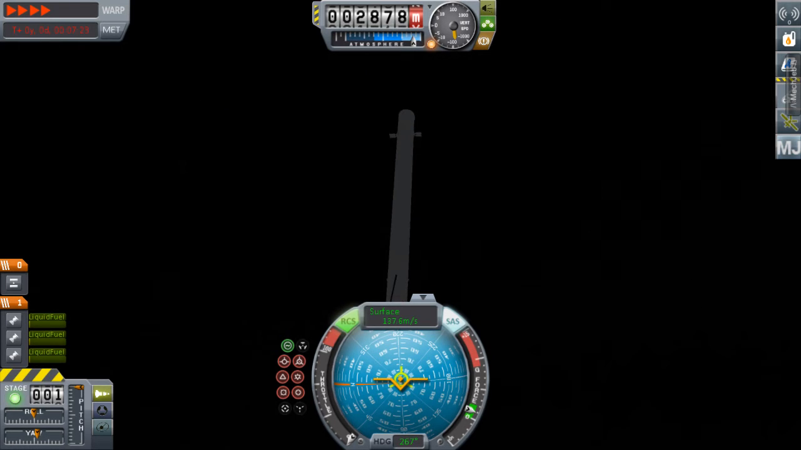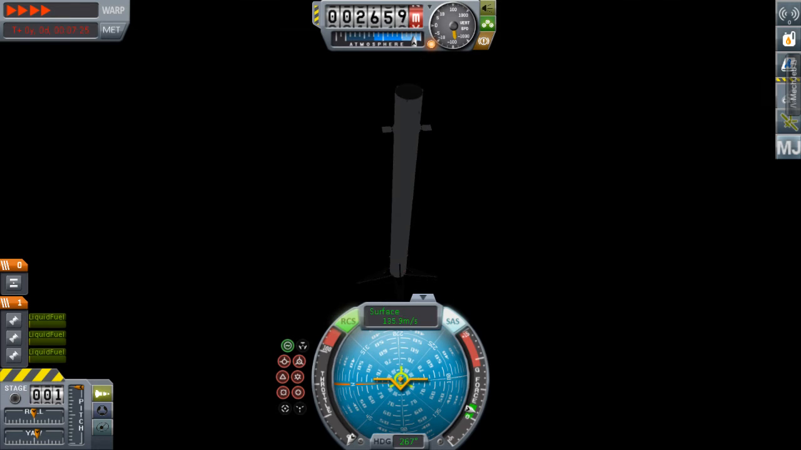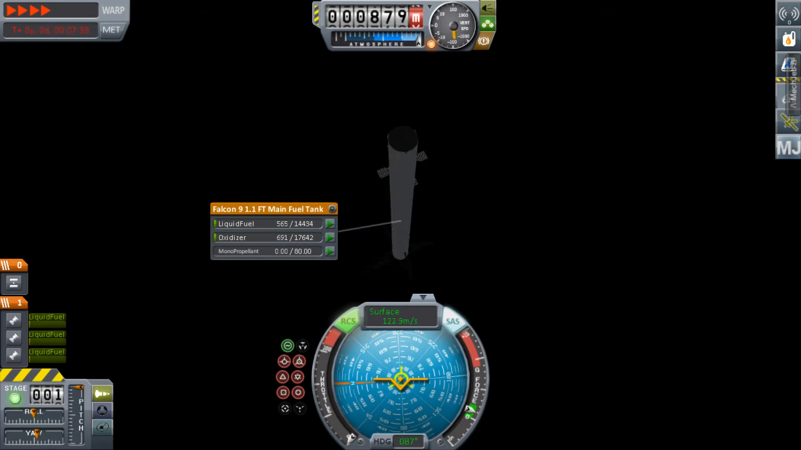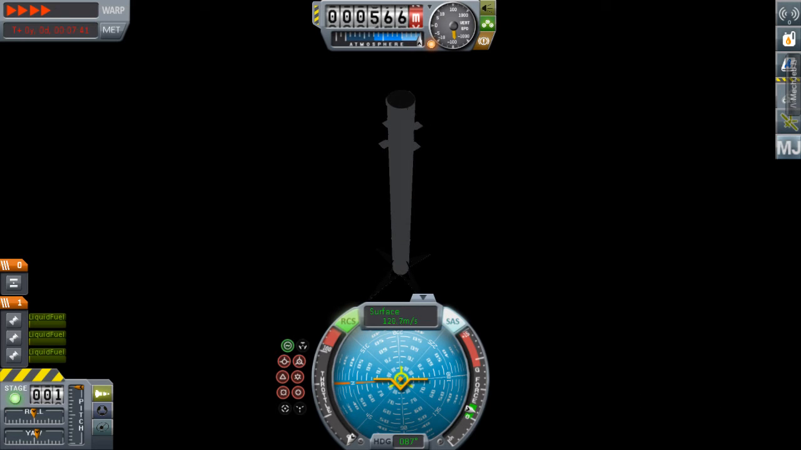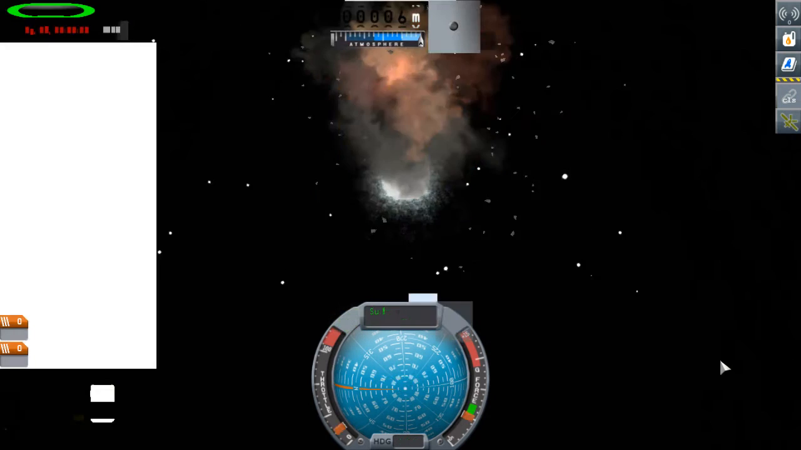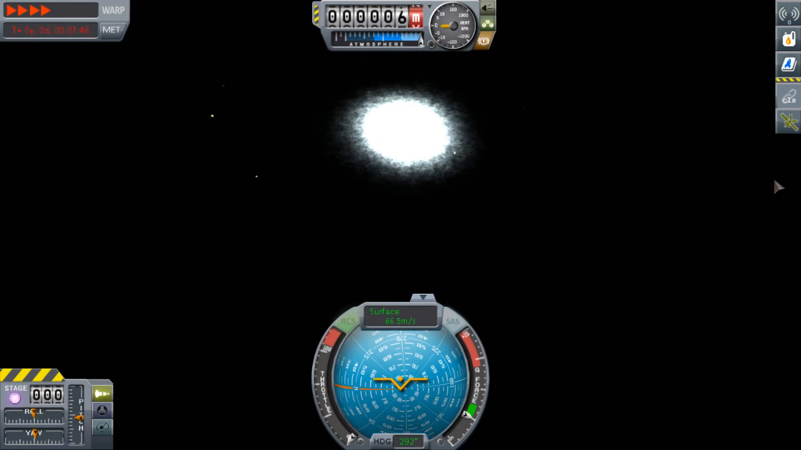Descent profile nominal. Altitude 2 kilometers, velocity 120 meters a second. Vehicle lost.